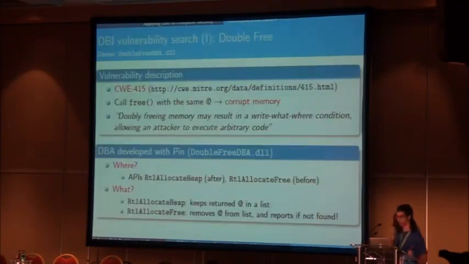Well, let's go to the business. First of all, I have developed a tool, this one, double-free DBI. I'm trying to look for the double-free vulnerability. This vulnerability is defined with this number, if you check this website. Basically, if you call free twice with the same memory address, you can corrupt the memory. And this can provoke, as it says here, that doubly freeing memory may result in a write-what-where condition, allowing an attacker to execute arbitrary code.